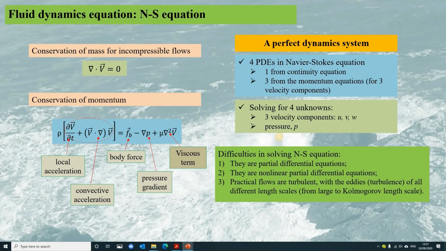Practical flows mostly involve turbulence, with eddies from very large, similar in size to the fluid domain of interest, all the way down to the Kolmogorov length scale. Currently, we can only obtain analytic solutions for some very simple laminar flows, or we can use numerical approximations using computers.